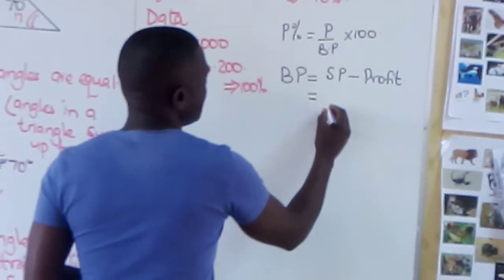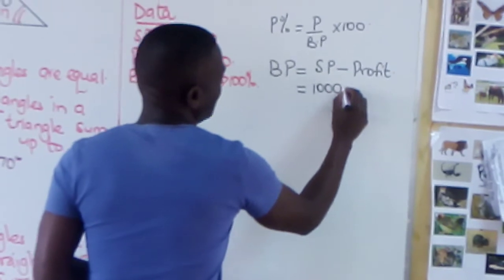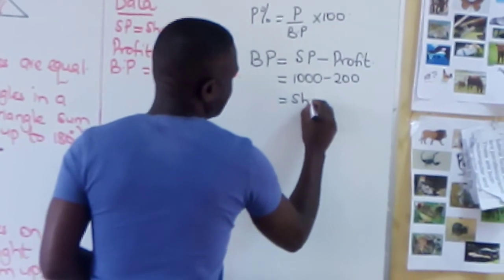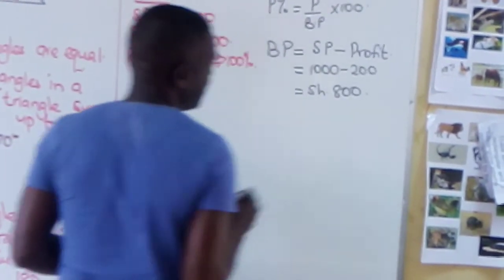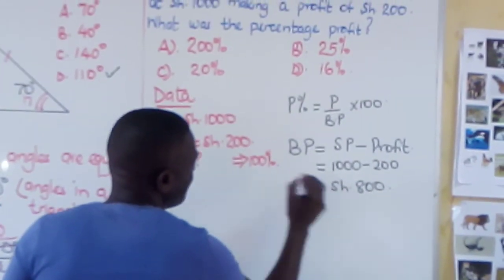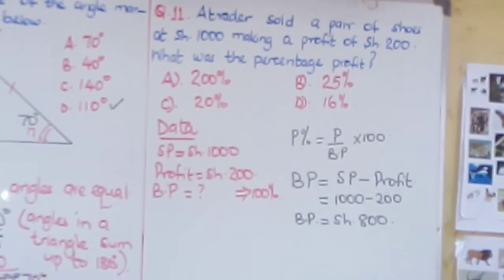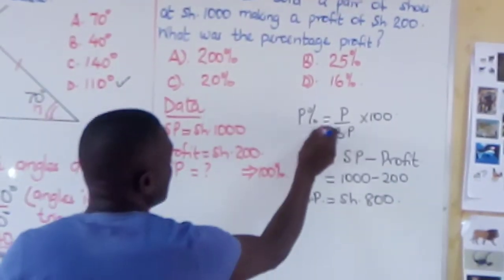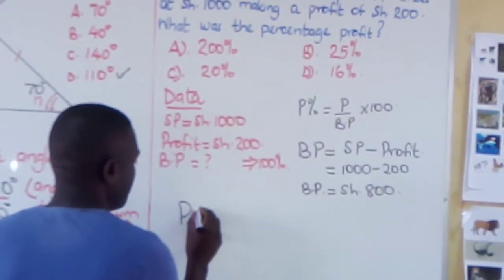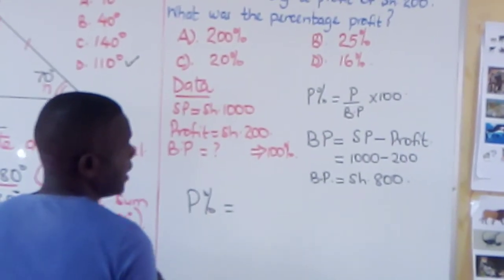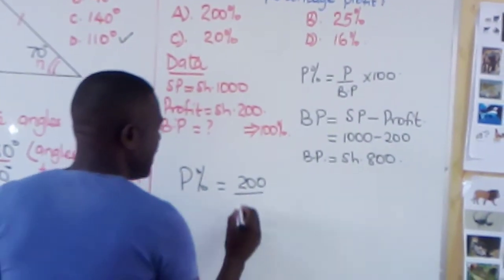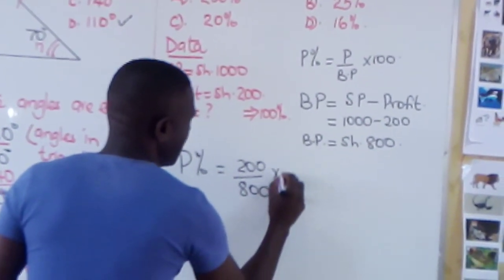And so the selling price is 1,000. We subtract the profit 200, and we get 800 shillings. So 800 shillings is the buying price. And so now we can use this formula to get percentage profit. We will say percentage profit is going to be the profit 200 shillings over the buying price 800 multiplied by 100%.